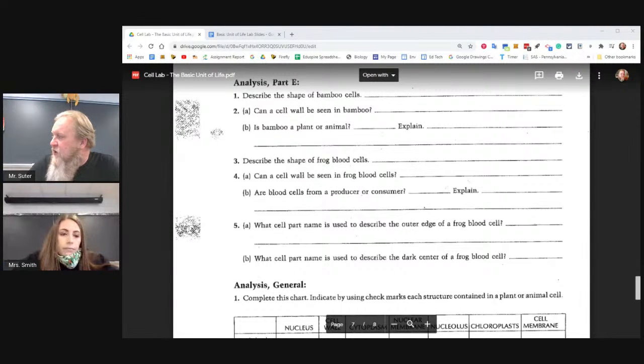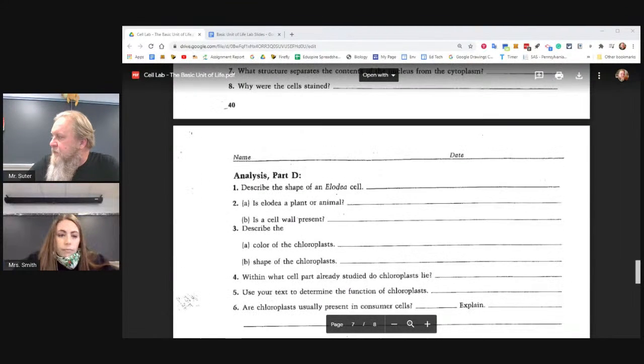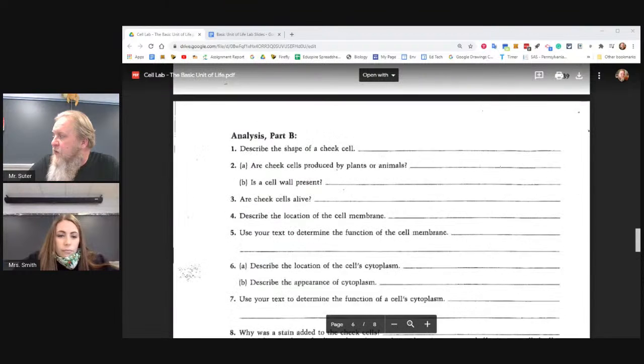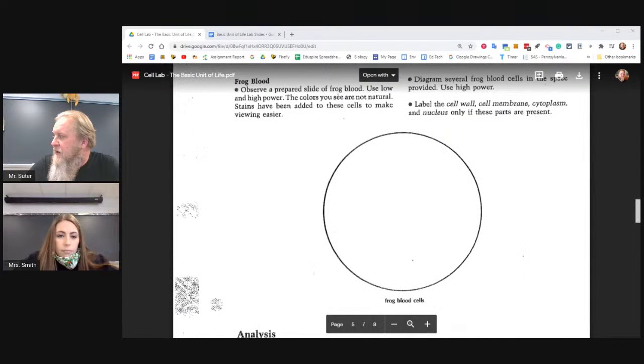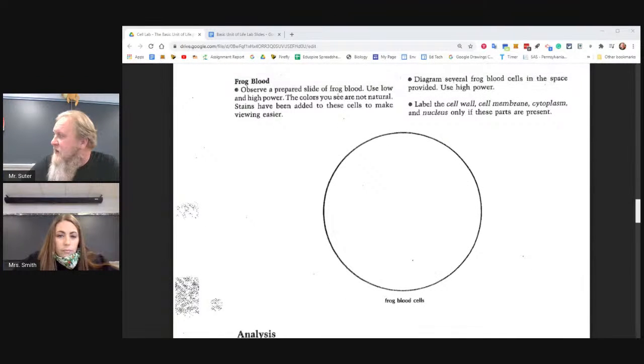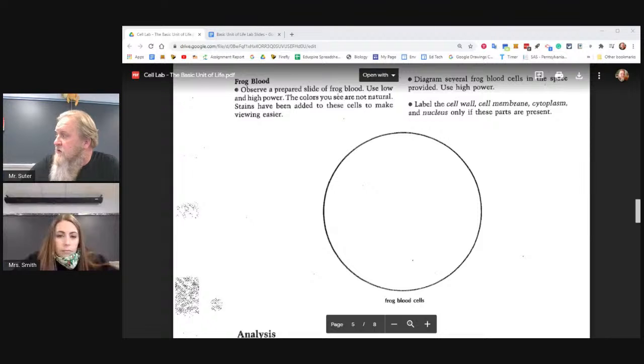There is a question on this lab, the one that you went over. And back up here, when you're drawing the frog blood, it says label the cell wall, cell membrane, cytoplasm, nucleus, only if these parts are present. I have in the past been so tempted to just give zeros to anybody that labels a cell wall in a frog blood cell. It's just, no. There is no cell wall.